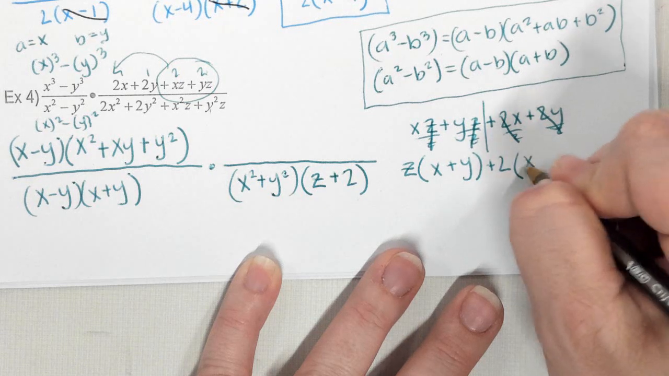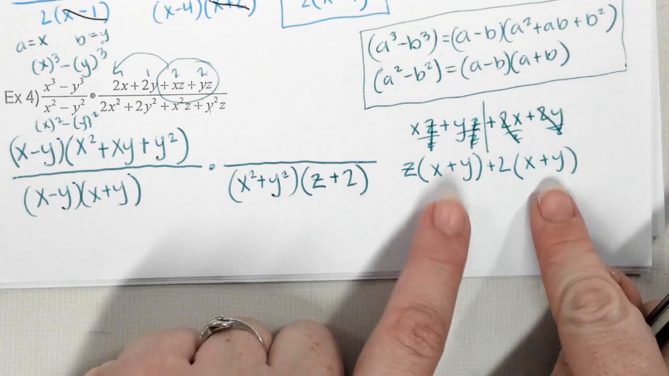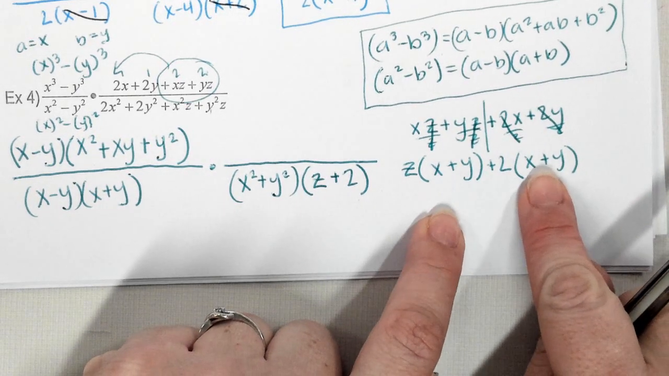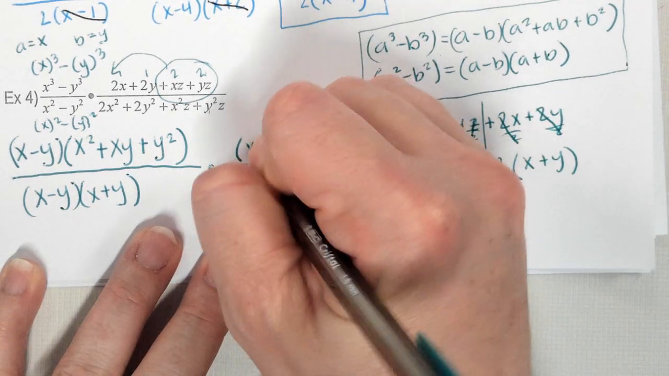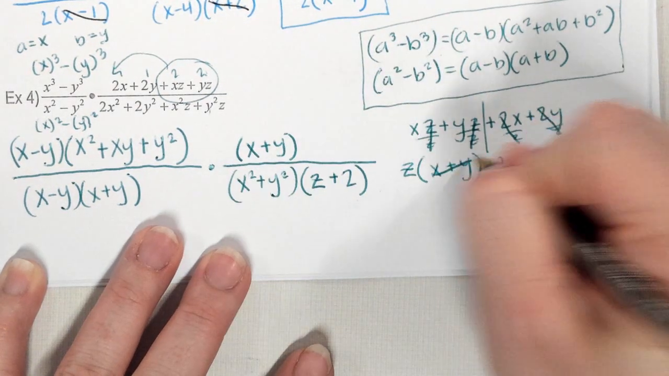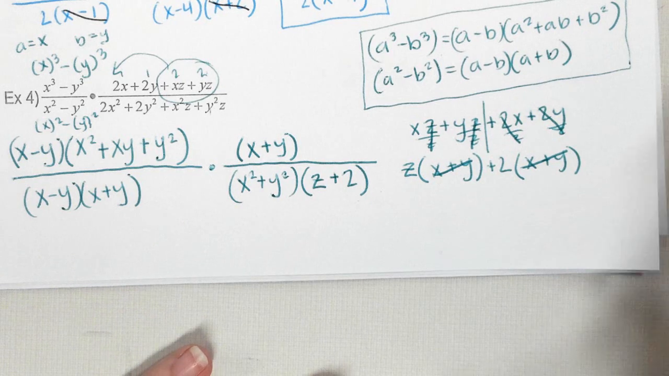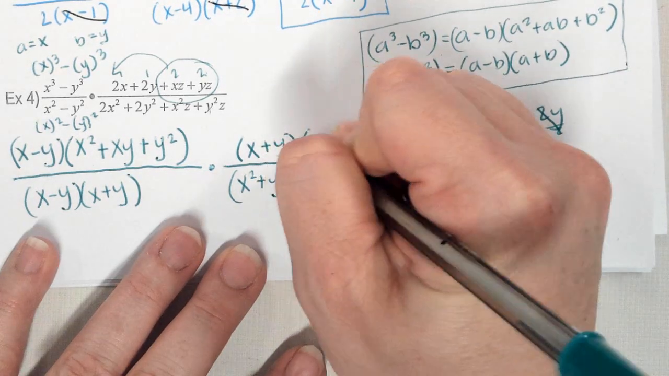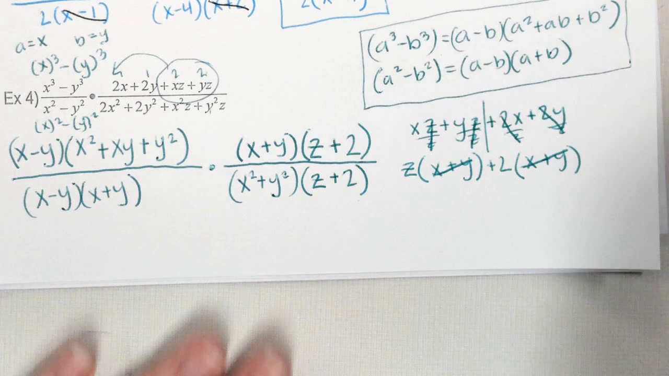X. Now, we want these to match. Did they match? Yes. Then we take it out like it's a GCF. And then we cross it out. What was left after we crossed it out? Z plus 2. That's why I draw a line through my Z so you can tell the difference.